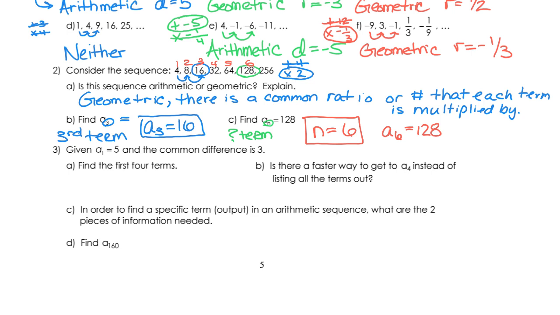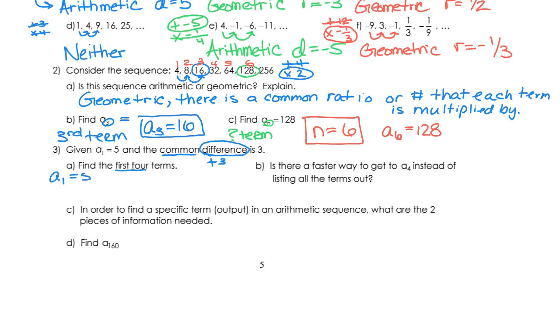Number 3. Given a sub 1 equals 5, and the common difference is 3. So this time they didn't give us the sequence, but they told us what to do to create the sequence. We just have to remember that a common difference is from an arithmetic, and arithmetic is adding. So we're going to be adding 3 to get from term to term to term. So they gave us the first term, and it says find the first 4 terms. So we only have 3 more to find.